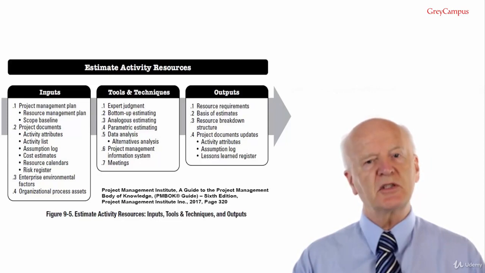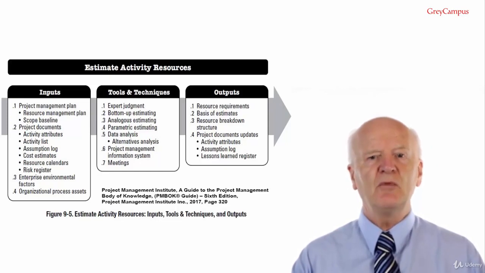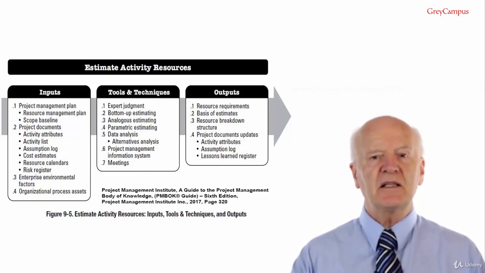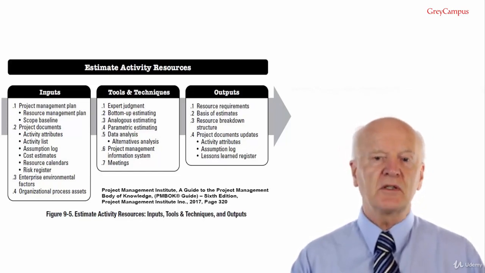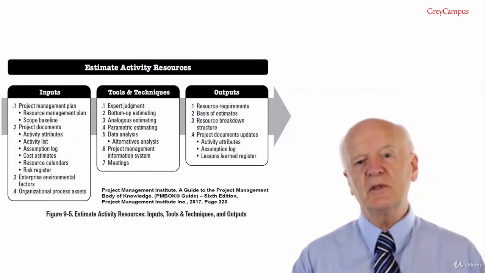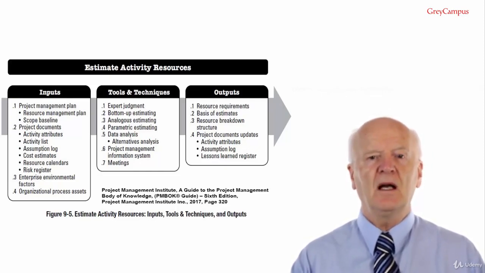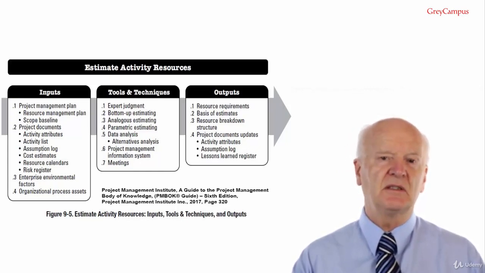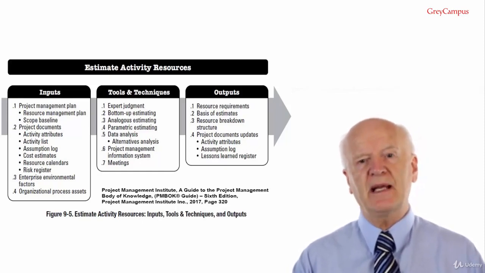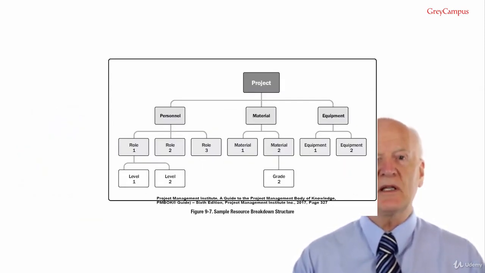Supporting detail for resource estimates may include the method used to develop the estimate, resources used to develop the estimate, such as information from previous similar projects, assumptions associated with the estimate, known constraints, range of estimates, confidence level of the estimate, and documentation of identified risks influencing the estimate. Output number 3, resource breakdown structure. The resource breakdown structure is a hierarchical representation of resources by category and type. See figure 9.7 for example, that's from the PMBOK guide.